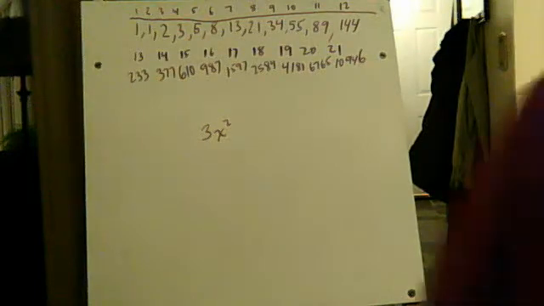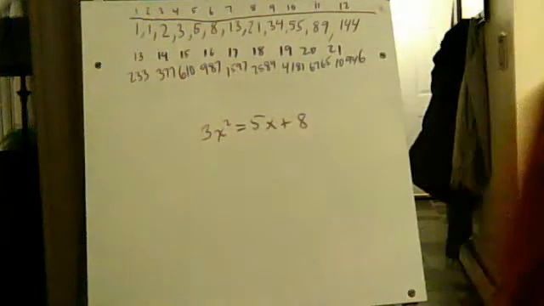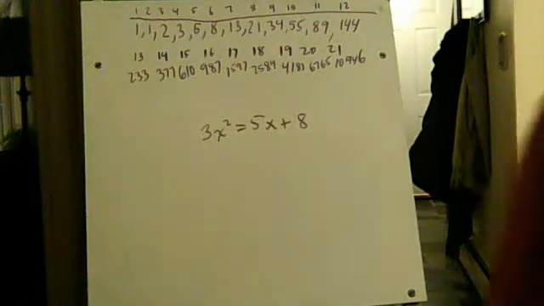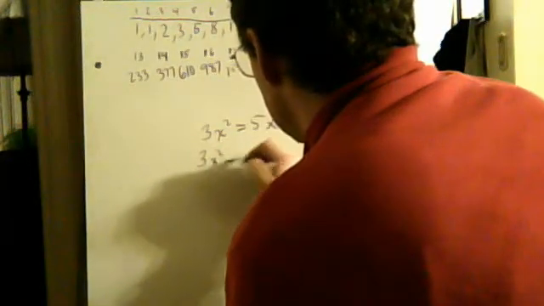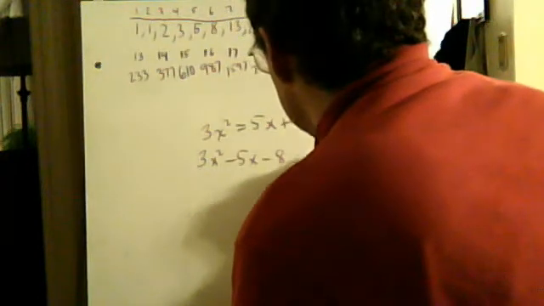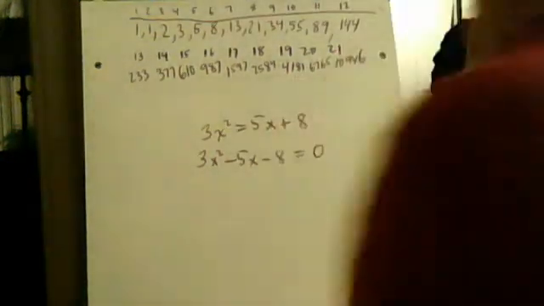Okay, let's try the next one. 29c, what is that? Okay. This one says, solve the following quadratic equation: 3x squared equals 5x plus 8. Now you can hit the pause button. It says use a calculator to approximate the solution to 5 decimal places. 3x squared minus 5x minus 8 equals 0.